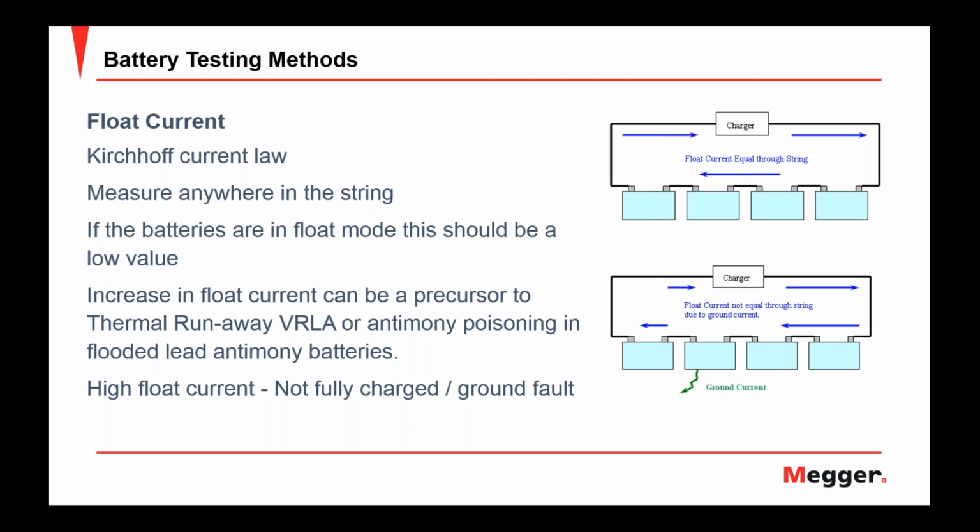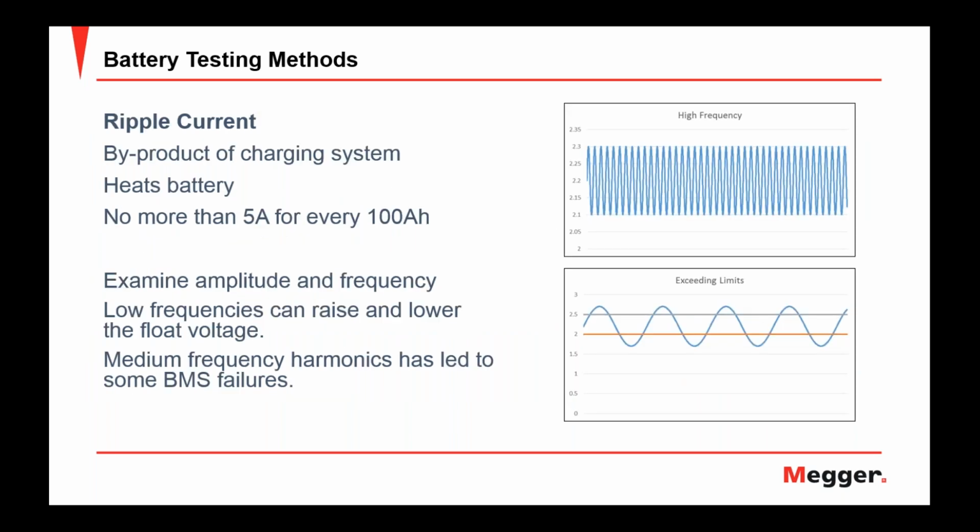Now, we might find that we have flooded lead antimony batteries, and maybe that means it could be a sign of antimony poisoning. Maybe next time we want to go to lead calcium. If they're VRLA batteries, we want to check, do we have a temperature compensated charger? If not, and we see that float current going up, that's something we want to look into because that could end up leading to a thermal runaway if it's not corrected.